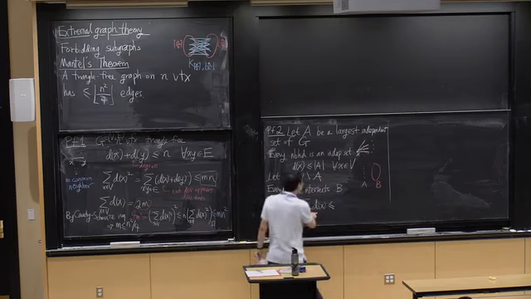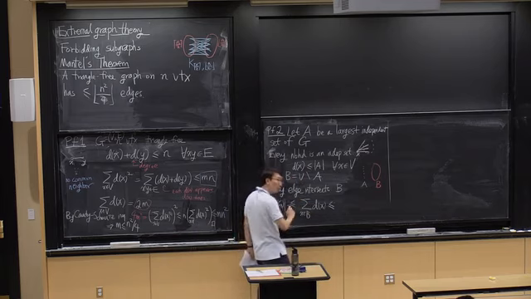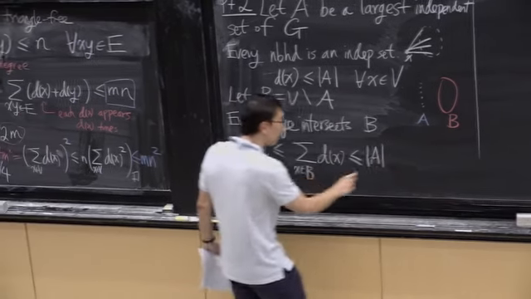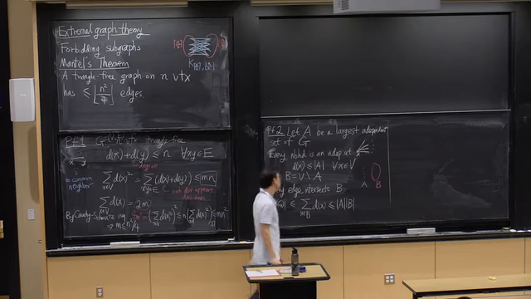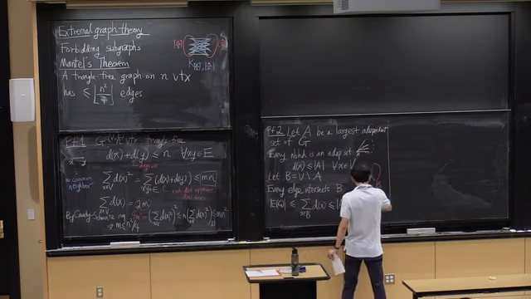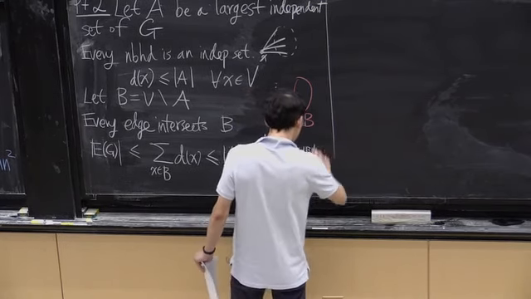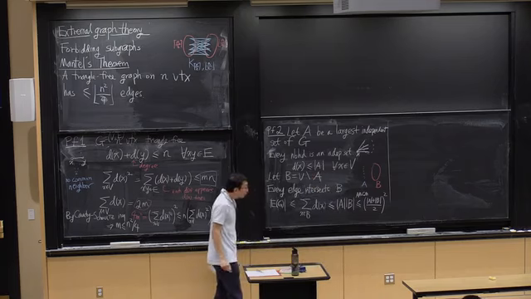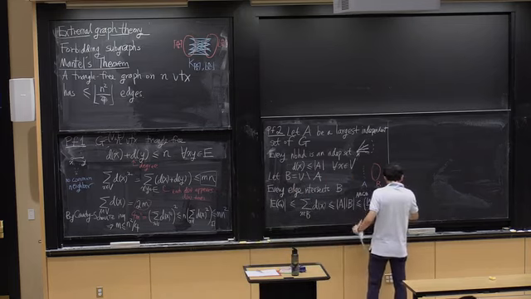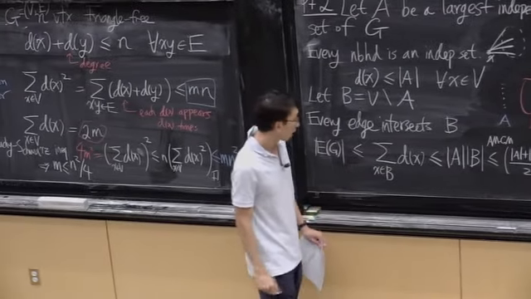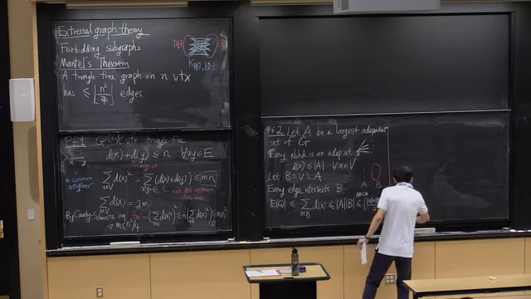But I also know that every vertex in the graph has degree at most the size of A. So each summand is at most the size of A, and I have |B| terms. Okay, so I have that. Now, by the AM-GM inequality, we have that, and the sizes of A and B add up to the entire vertex set. So n squared over 4. Okay, so that gives you another proof of Mantel's theorem.